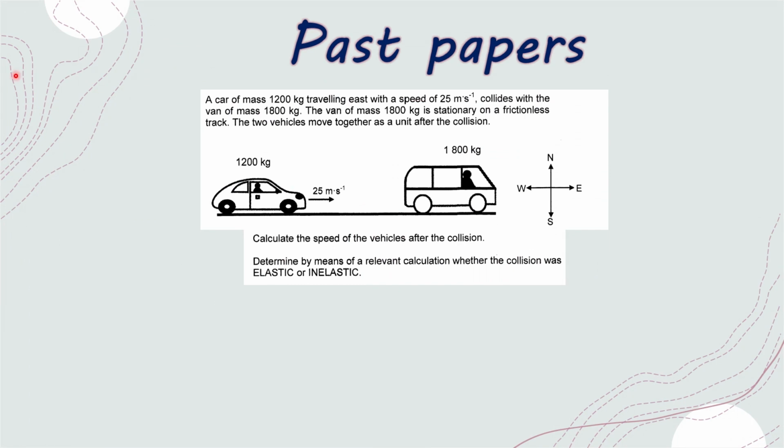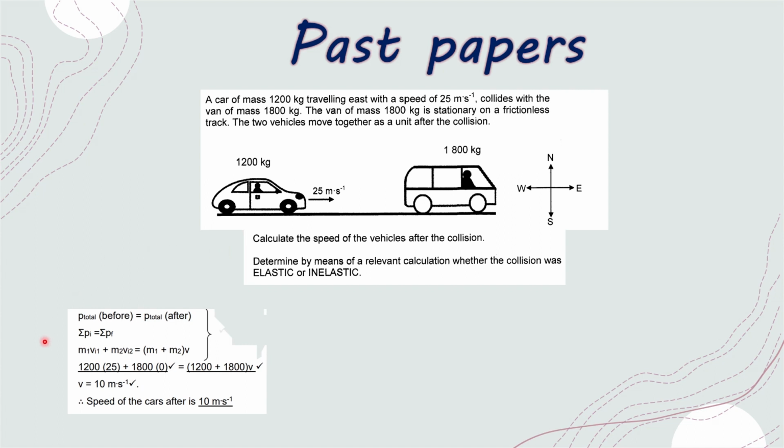Moving on to the next example, a car of mass 1,200 traveling east with a speed of 25 collides with a mass of 1,800. The van of mass 1,800 is stationary on a frictionless track. Stationary meaning the velocity is 0. The two vehicles move together as a unit after the collision. The first question, calculate the speed of the vehicles after the collision. Just a reminder, please take your direction first.